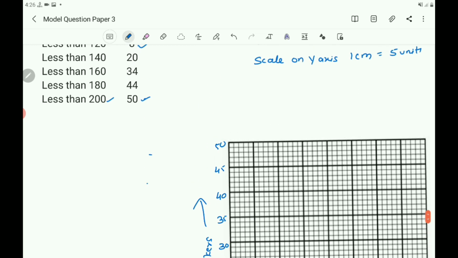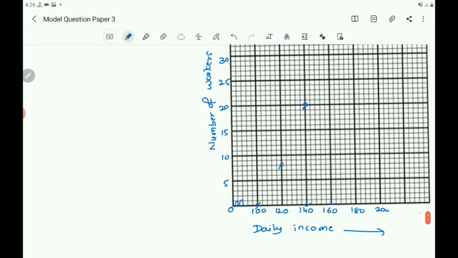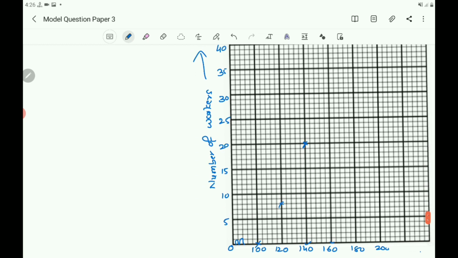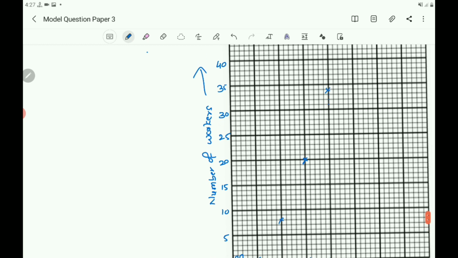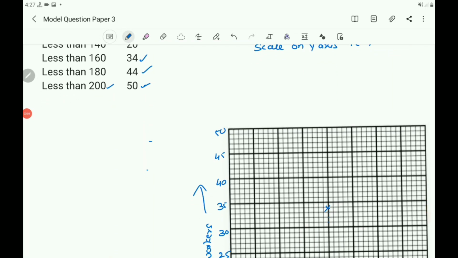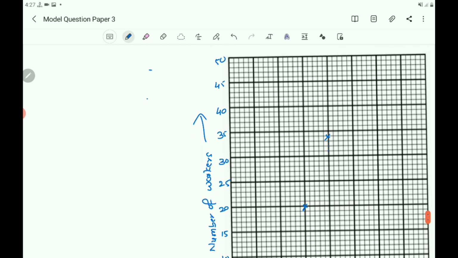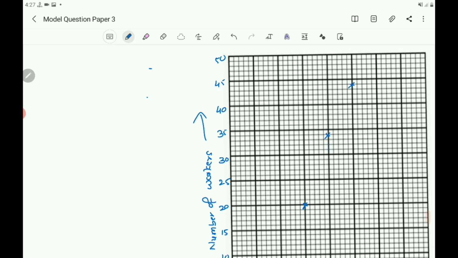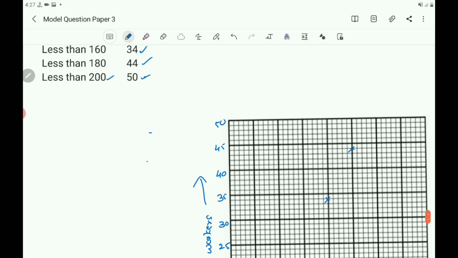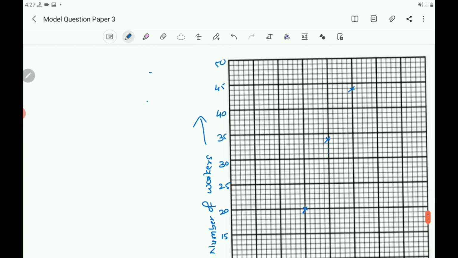Then 160. Less than 160, 34. 30 is here. 4 means you can have 1, 2, 3, 4. So you got 34. Next 180, 44. 180 is here. Go straight 44. 44 means it comes here. Then 200, 50. So 200 is here. Go straight to 50.